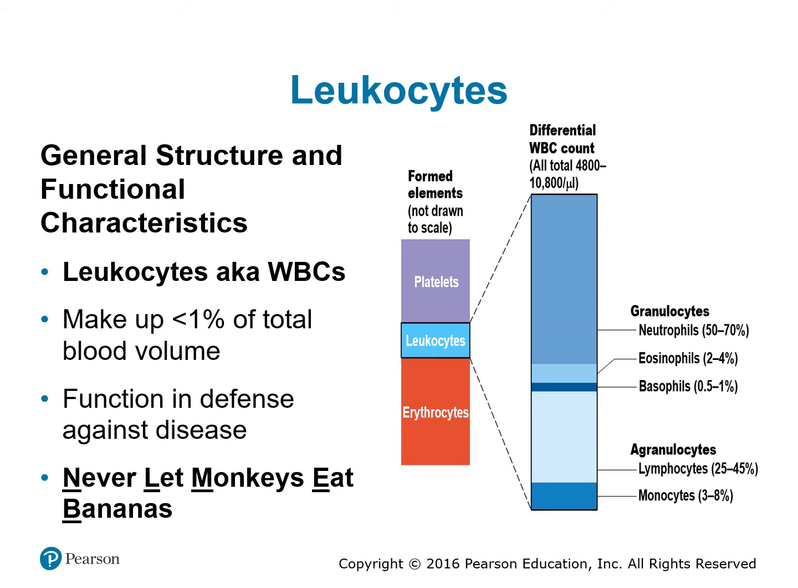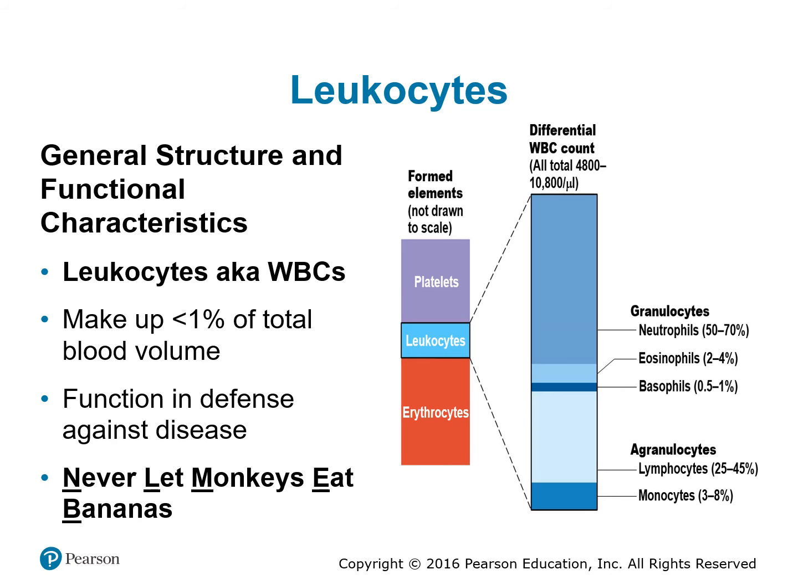And there are several different subtypes of leukocytes. We have our neutrophils, eosinophils, basophils, lymphocytes, monocytes, and there's a little mnemonic to help you remember the different types of leukocytes from decreasing abundance. This mnemonic is never let monkeys eat bananas. So N stands for neutrophils, L stands for lymphocytes, M stands for monocytes, E stands for eosinophils, and B stands for basophils.